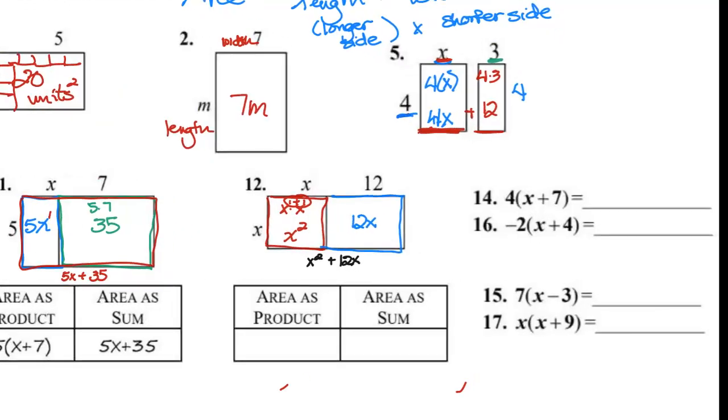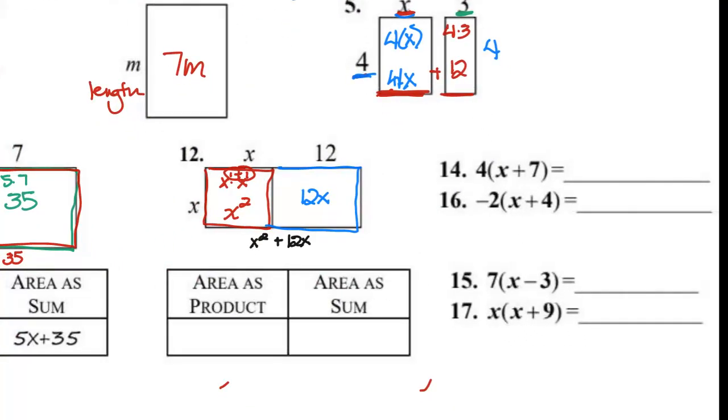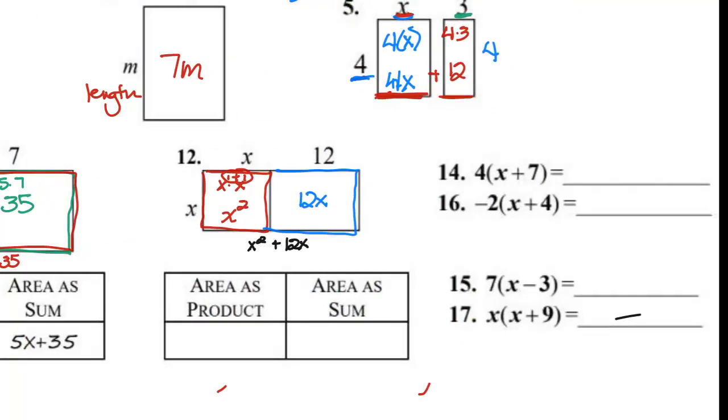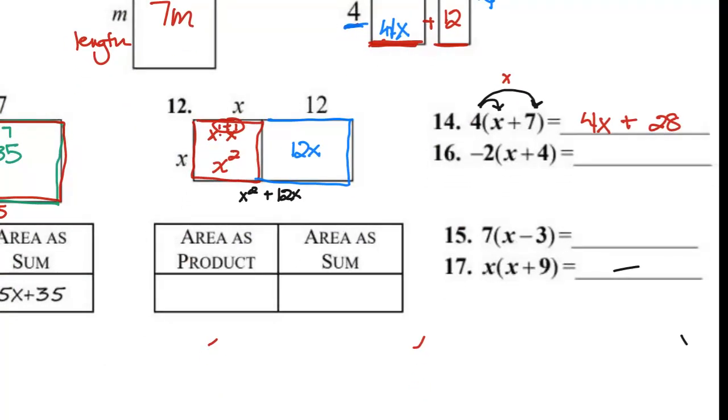All right, so distributive property. Go ahead and 14, if you work that out, what would that be using distributive property, putting it all together? You are distributing the 4, and always make sure you are multiplying. So 4 times x is 4x plus 4 times 7 is 28. All right, what about number, I guess we'll do 16.